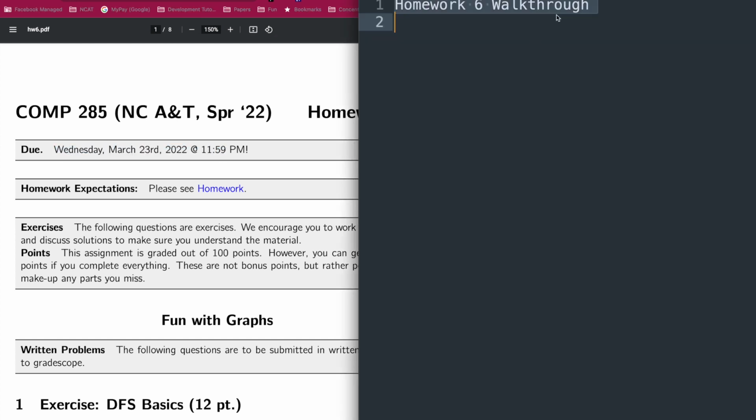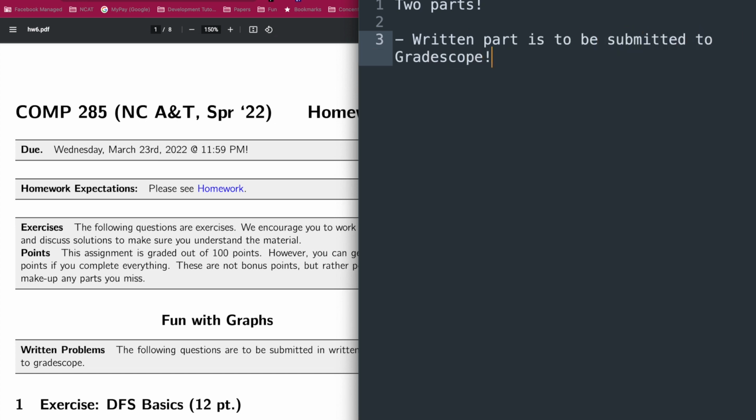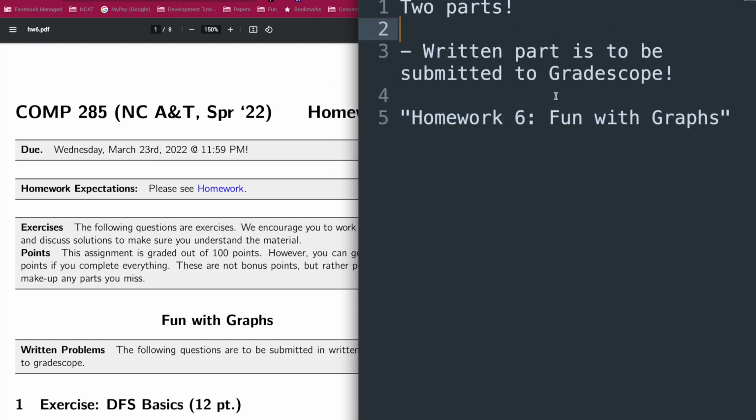So there are 2 ways to submit. You have to submit 2 parts, just like with all the other homeworks. The written part is to be submitted to Gradescope. So check Gradescope. You're going to see a homework 6 fun with graphs on Gradescope. So please make sure you submit the written part.